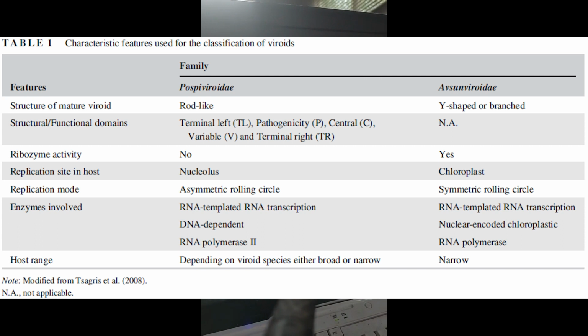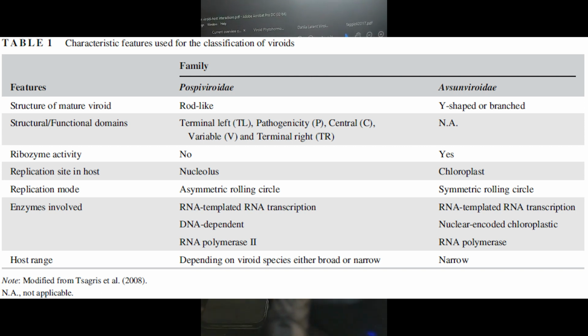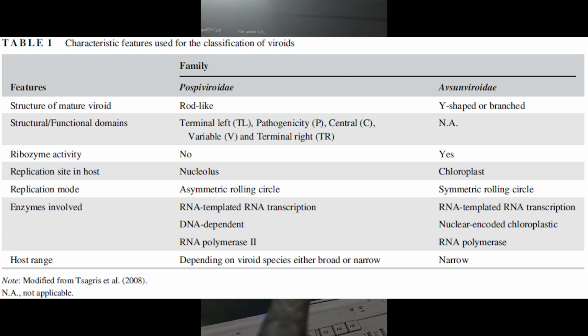But in the other family, we have a Y-shaped or branched form. The structural functional domains are apparently not applicable, which is exciting. Ribozyme activity, yes. So these are the ones that are able to break and disengage some of the RNA code when they come into contact with it. They replicate in the chloroplast. They have a symmetric rolling circle style as opposed to the asymmetric one, and the enzymes involved in their replication include RNA-templated RNA transcription and nuclear-encoded chloroplastic RNA polymerase, and they have a narrow host range.